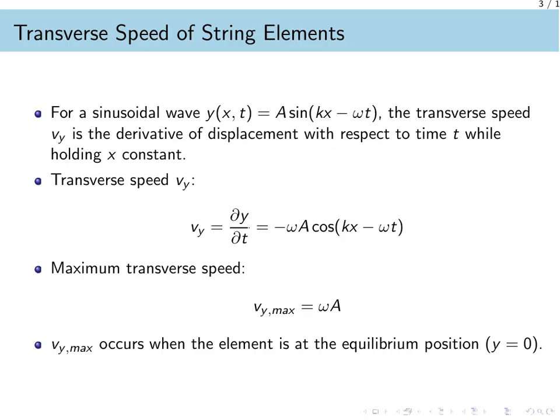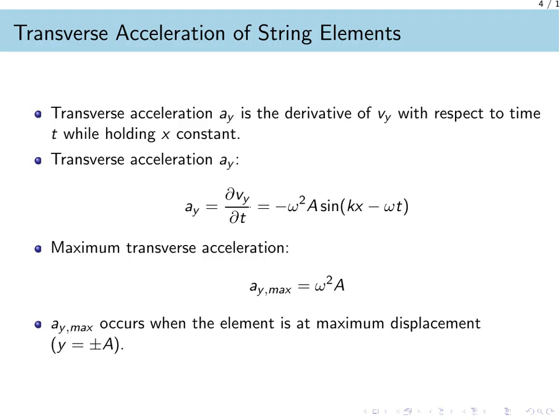The maximum transverse speed occurs when the string element passes through its equilibrium position, at vertical displacement y equals 0. This maximum value is simply the product of the angular frequency and the amplitude. Just as we calculated the speed of a string element, we can determine its transverse acceleration. This is the derivative of the transverse speed with respect to time while holding the horizontal position constant.